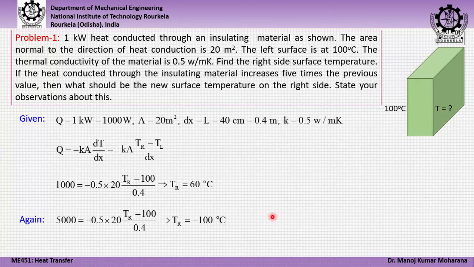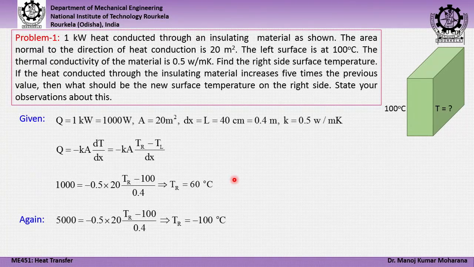So, you can find out how much is the difference in temperature you are maintaining here. In the first case, the left hand side is 100, the right hand side is 60. So the difference in temperature is 100 minus 60, which comes out to be 40 degree centigrade. Whereas in the second situation, the left hand side is at 100 degree centigrade and the right hand side is minus 100 degree centigrade. So 100 minus of minus 100 makes it 200 degree centigrade. That means earlier it was 40, now it is 200. So it is 5 times.